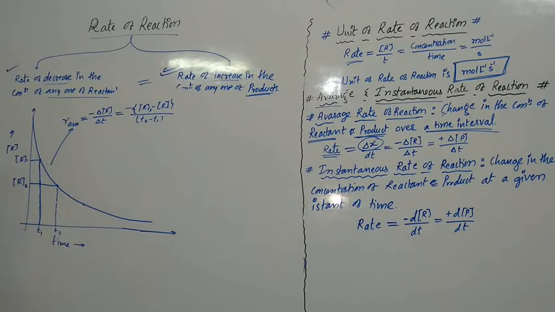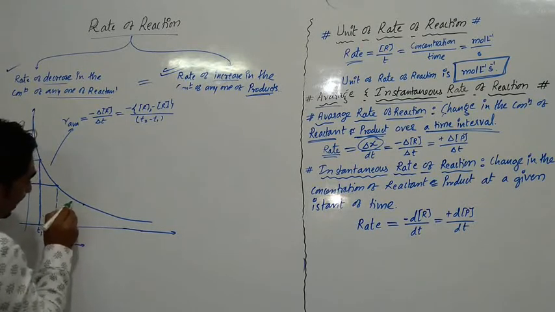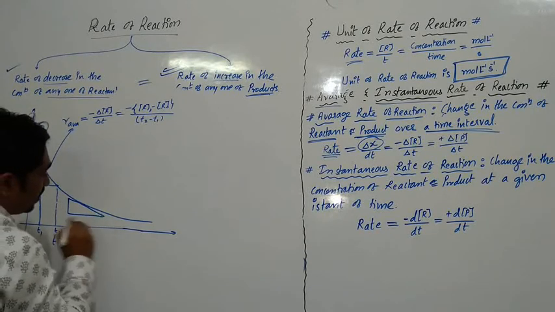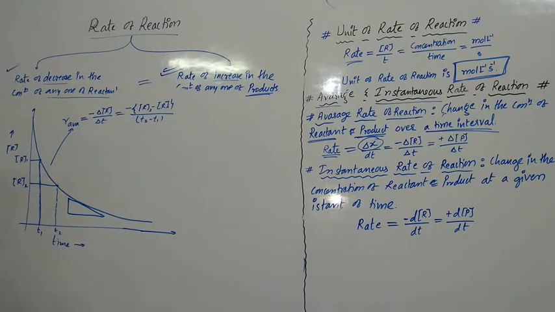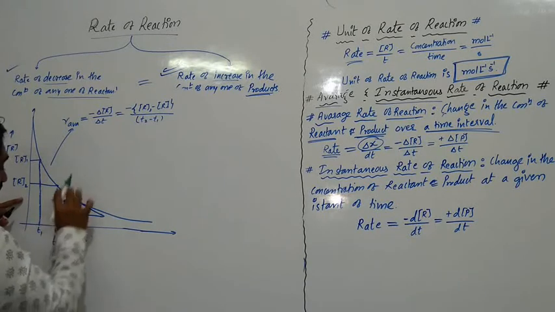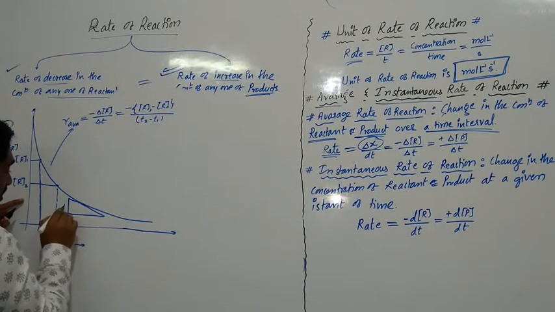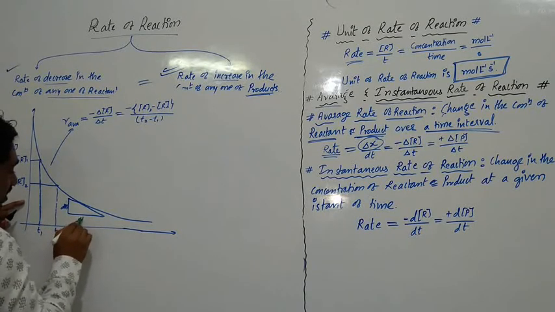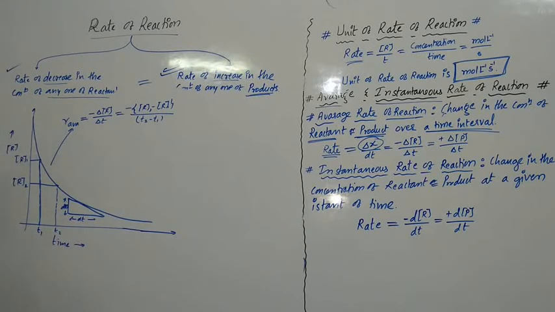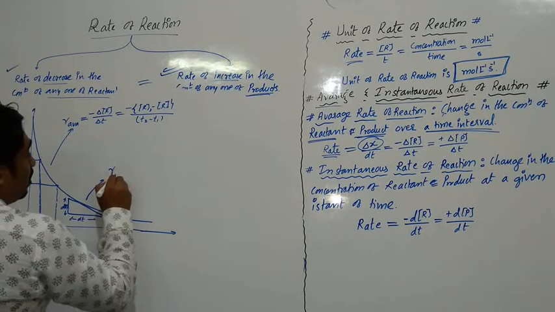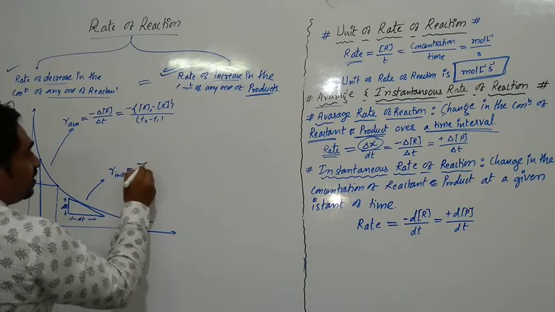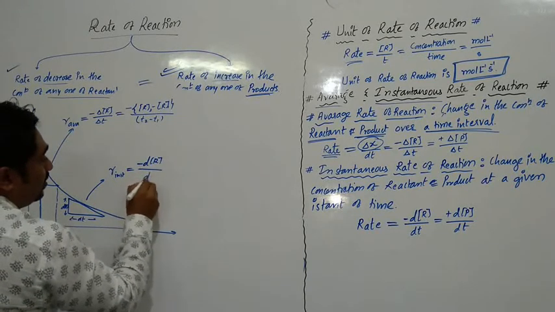To calculate the instantaneous rate, I have to draw a tangent to the line, tangent to the point, and the slope of this tangent will give the instantaneous rate of reaction. So what is this? This indicates change in the concentration. The change in concentration is taken as dR. This is dt, small change in the time. This is small change in the concentration of reactant. So the instantaneous rate of reaction is given as minus dR divided by dt.